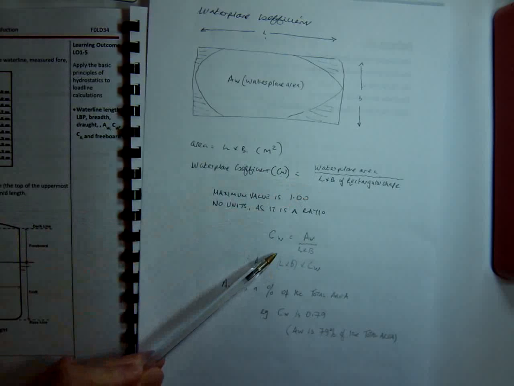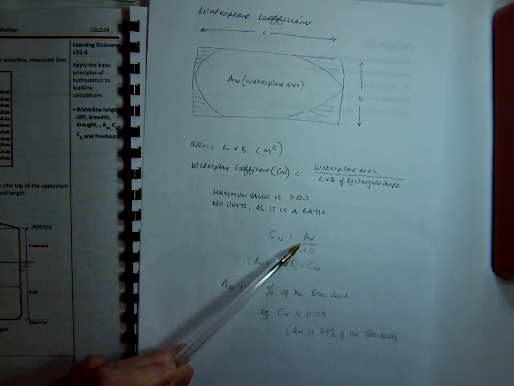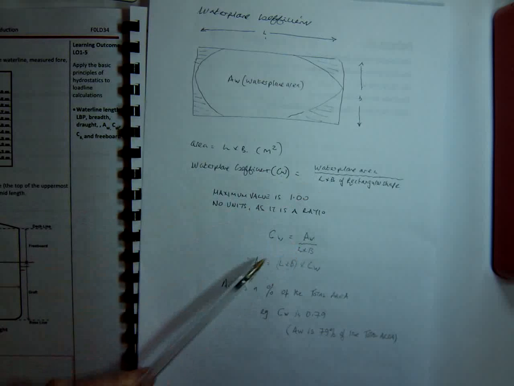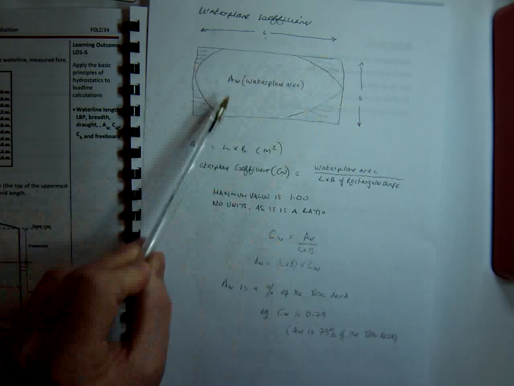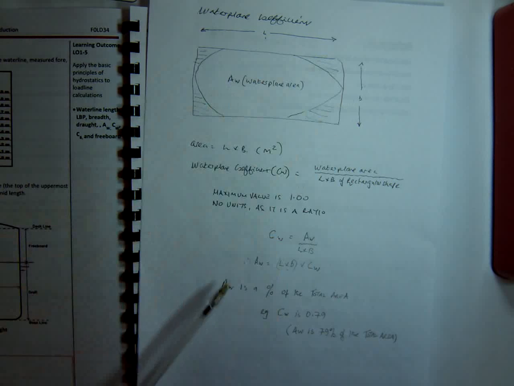On your formula sheet you'll see it written CW is AW over L times B. Or if we transpose that formula, we can say that AW is length times breadth times waterplane coefficient. And we can think of AW as a percentage of the total area. So of this total area here, AW, the waterplane coefficient, it's a percentage.